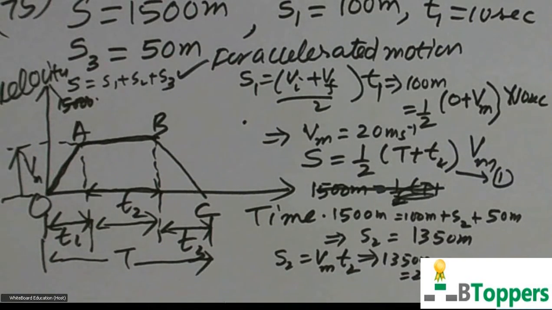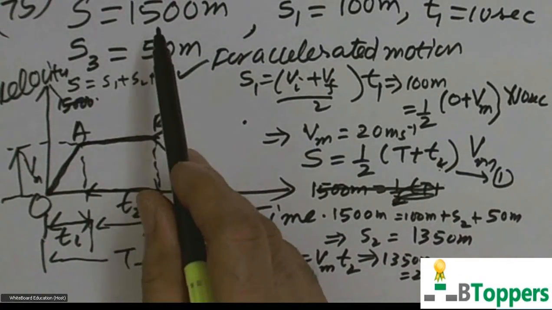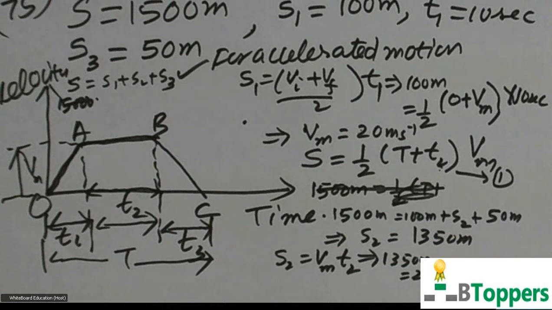Complete the simplification part yourself now. Substitute the value of T2 from the last step in the first equation. Substitute Vm equal to 20 meters per second on the right side of the first equation. Next, substitute S equal to 1500 meters on the left hand side. Take a pause and try the problem. Copy the solution and complete the calculation part of the problem.